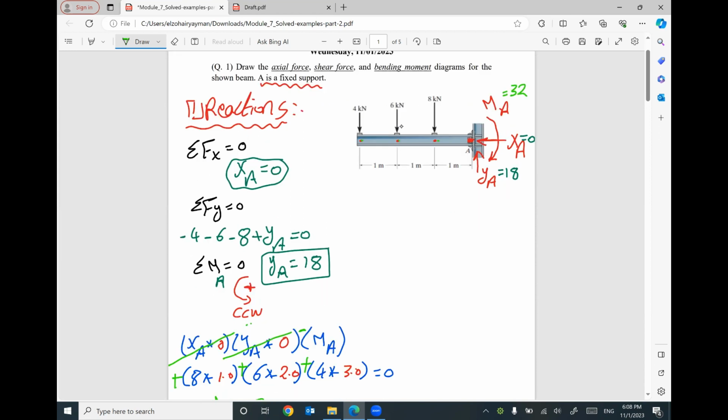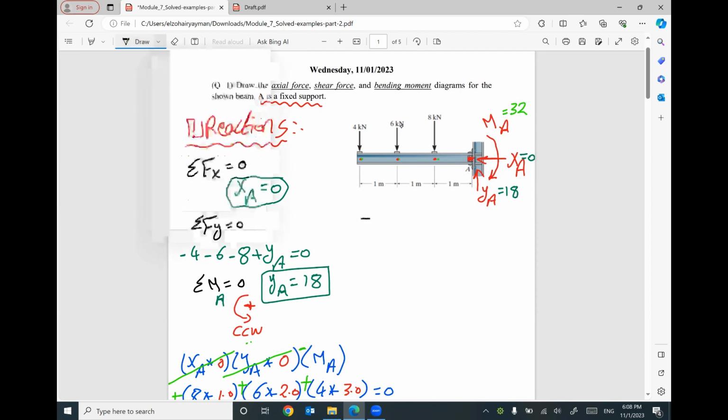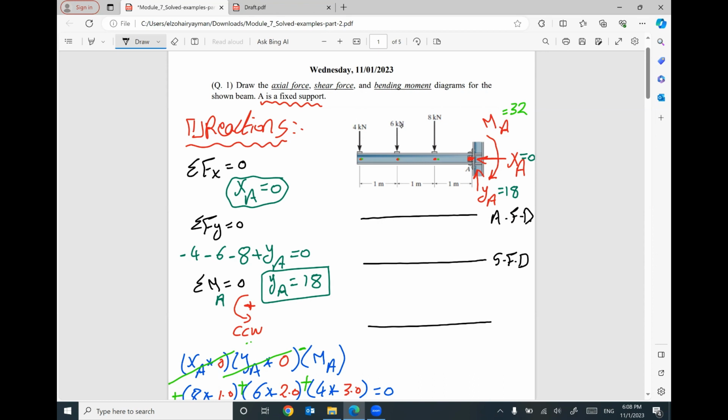Once I set up my reactions and calculated them, I will draw 3 reference lines. The first line, I'm gonna draw the axial force diagram. The second one, shear force diagram. The third one is the bending moment diagram.